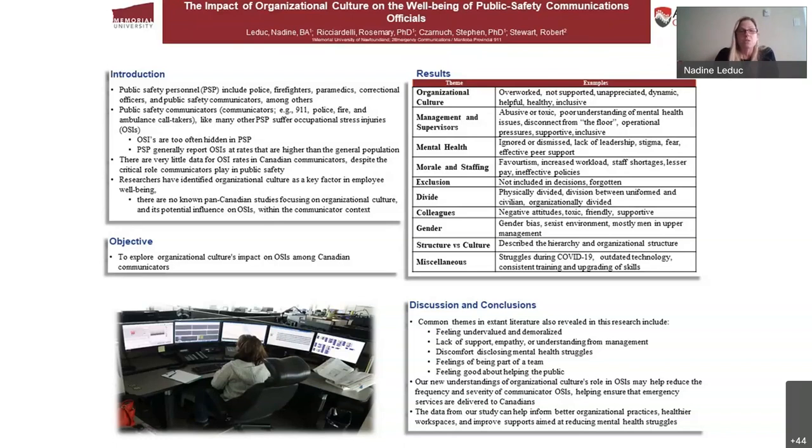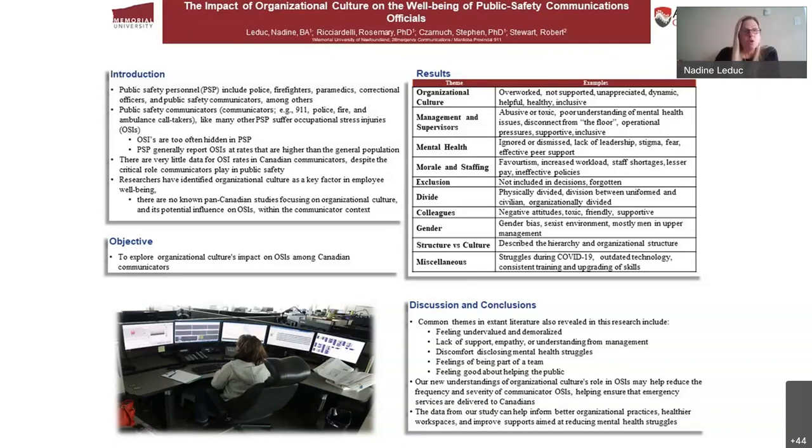So initial findings revealed that 911 operators feel undervalued and demoralized, and experience a lack of support or understanding, specifically from management. But the key finding here is that they regularly experience discomfort disclosing mental health struggles. So their well-being is compromised by the nature of their work and is amplified by their working conditions.